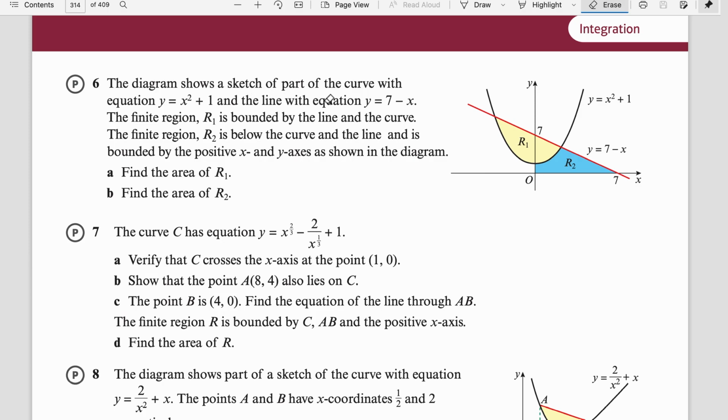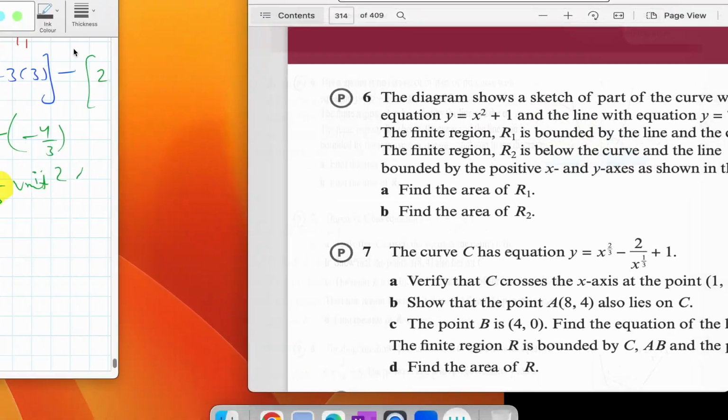The diagram shows a sketch of the part of the curve with equation y equals x square plus 1 and the line with equation y equals 7 minus x. The finite region R1 is bounded by the line and the curve. The finite region R2 is below the curve and the line and is bounded by the positive x-axis and y-axis as shown in the diagram. Find the area of R1 and find the area of R2. R1 is the area in the yellow part. So let's do it.